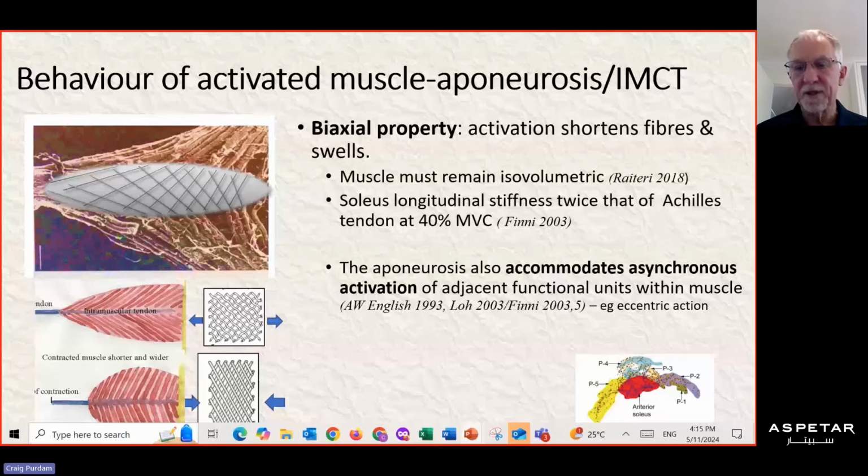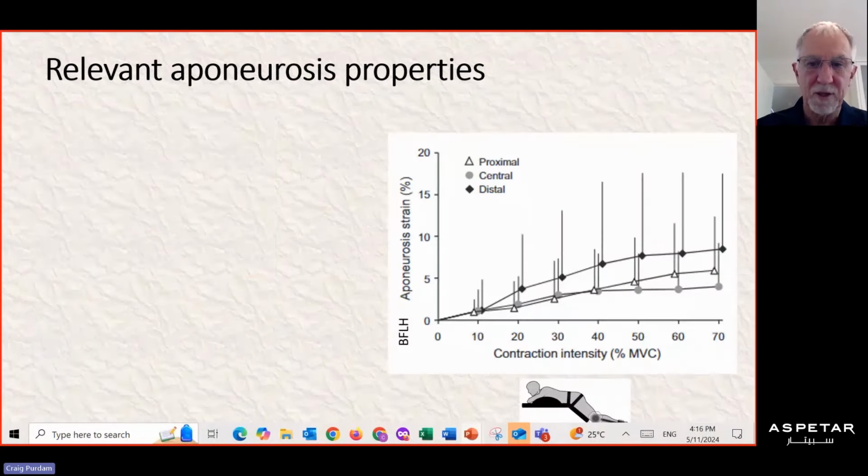The other thing to understand is where we have segmental or functional units within a muscle, say in soleus or in biceps or others, that we might see asynchronous firing of these particular functional units within the muscle. They'll drag on the aponeurosis in different ways, such that a lot of this stress then needs to be absorbed within this interwoven matrix that forms the aponeurosis as well. So something we'll probably come back to a little later.